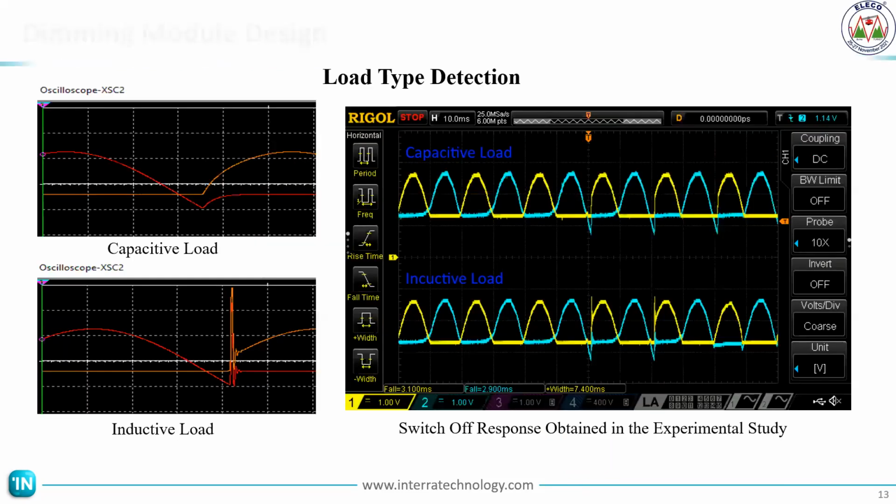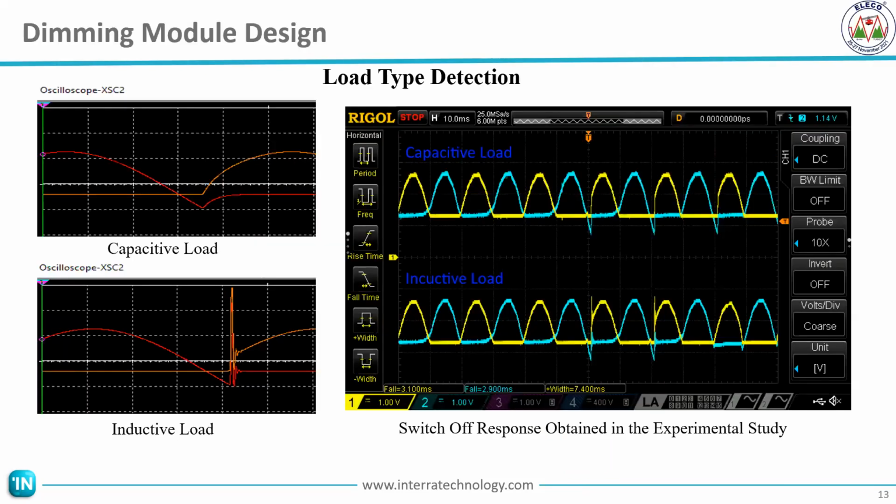Another criterion aimed to be realized in the study is the detection of the load type. The main issue here is to understand whether the load is inductive or not, because driving an inductive load with the wrong technique may cause malfunctions in the device and make the device unusable. We can also detect load type with the same zero crossing circuit.